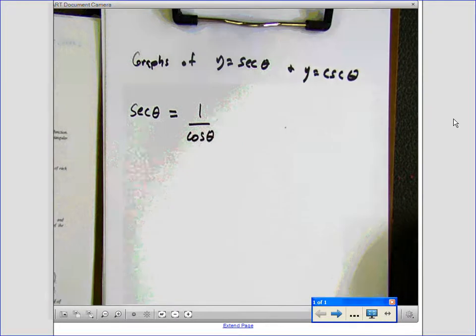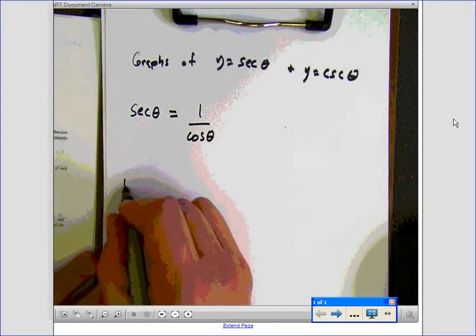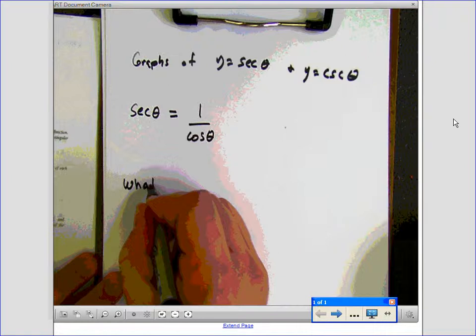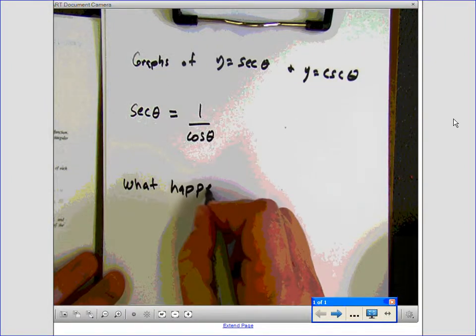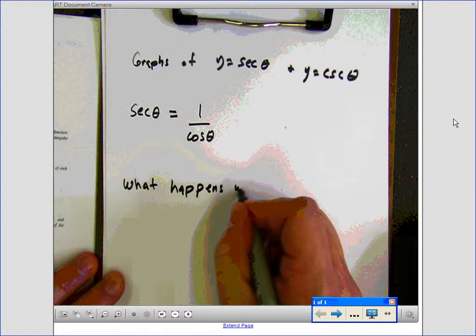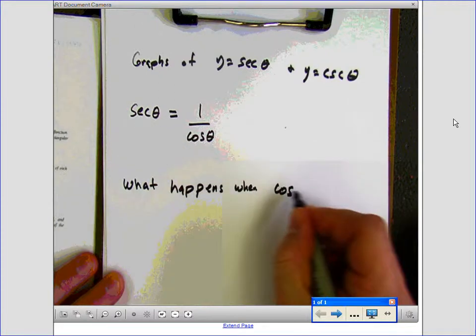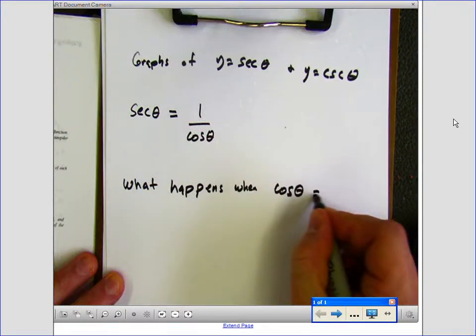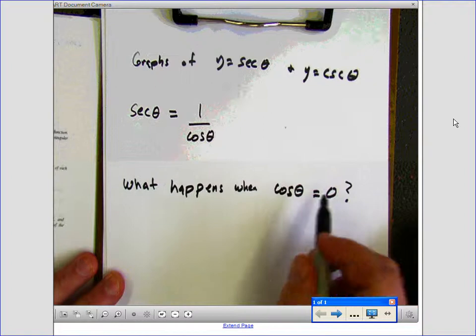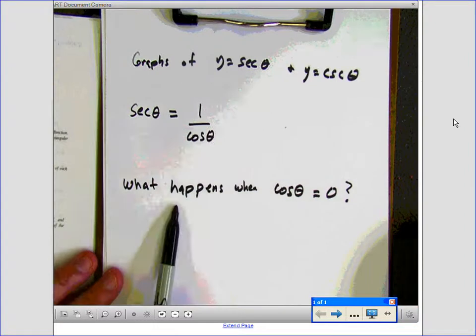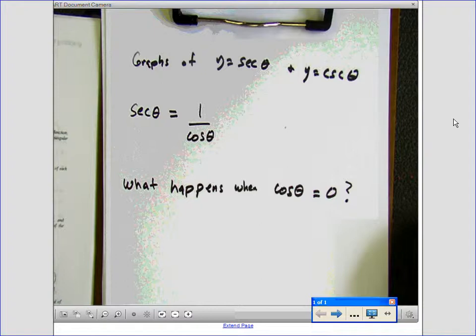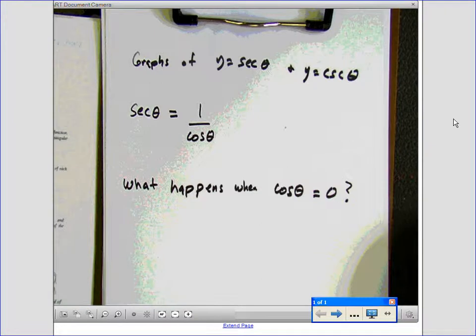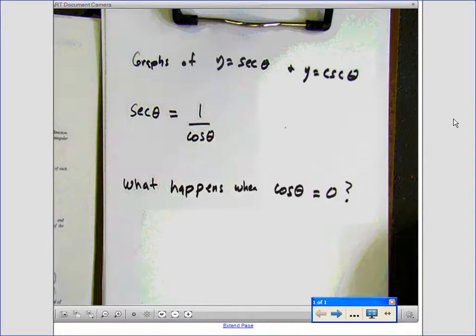Now, let me ask you a question here, okay? And this is really what fuels what the graph looks like, all right? What happens when cosine is equal to 0? And I'm probably not phrasing that right. What happens to secant, okay? What happens to secant? It's undefined, okay?